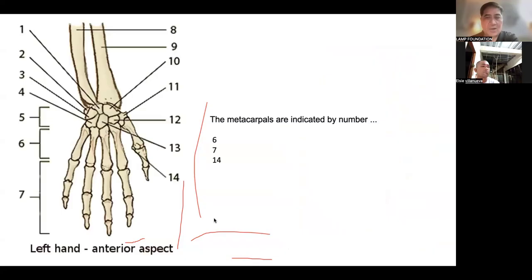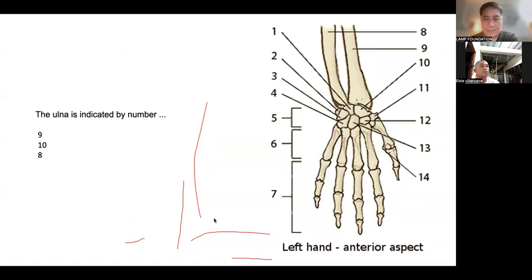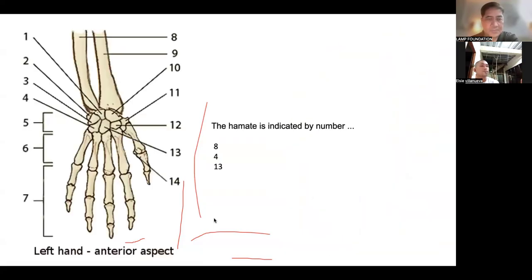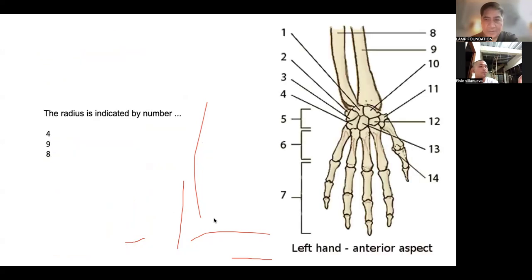Calcaneus. Metacarpals. Number 6. Talus. Number 15. Ulna. Number 8. Tarsals. Tarsus. 22. Hamate. Number 4. 24. Phalanges. Radius. Number 9.